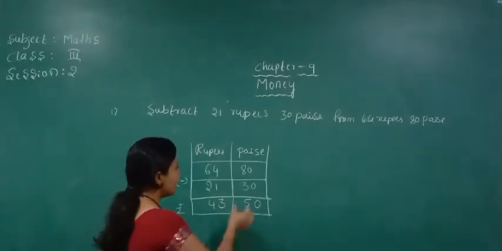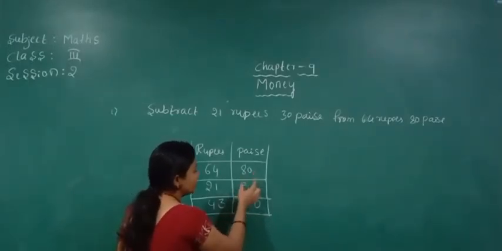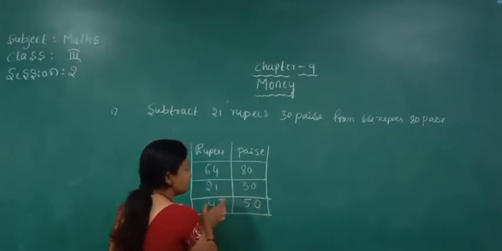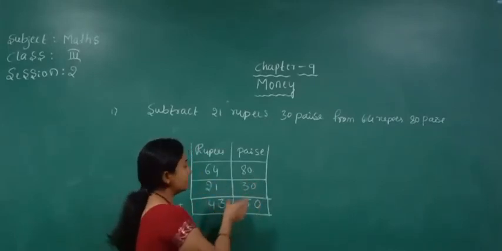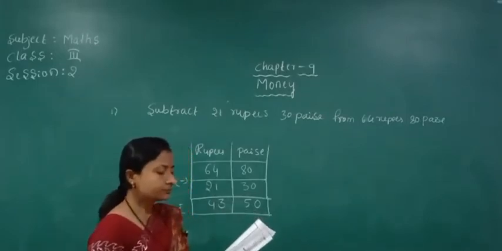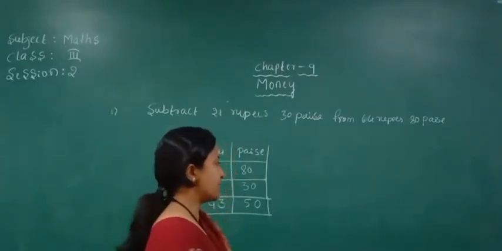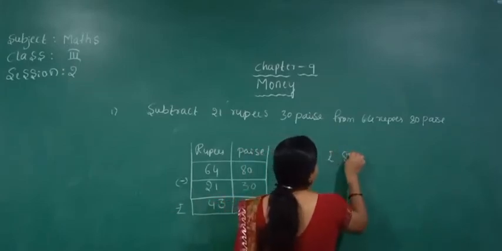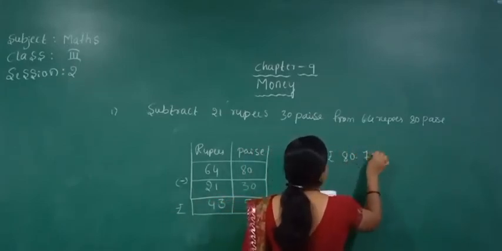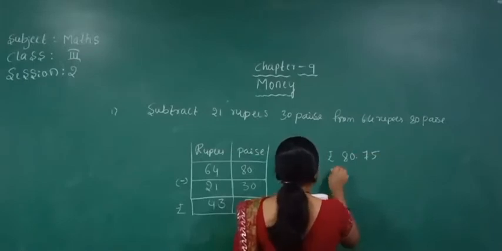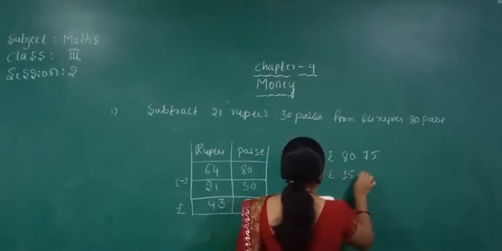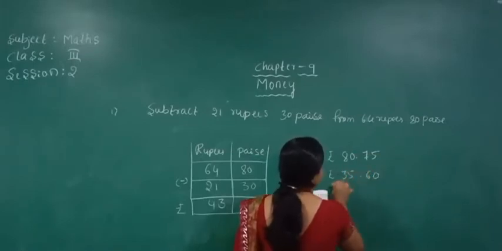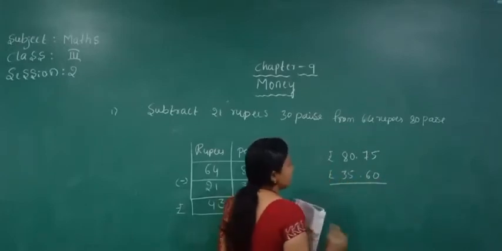First what will we do? In the paise column we first subtract, then in the rupees column. The same method as addition, here subtract. Okay. Another example I will show you. Rupees 80.75 directly I will write here, then rupees 35.60.